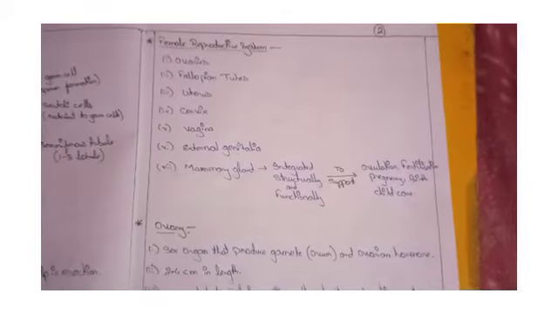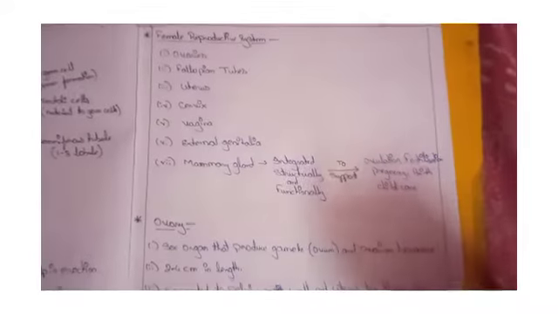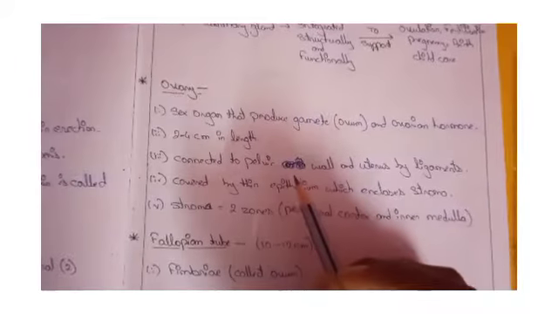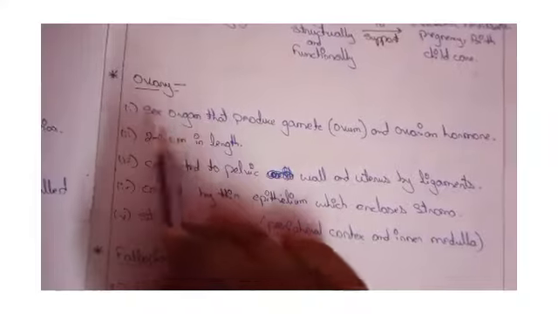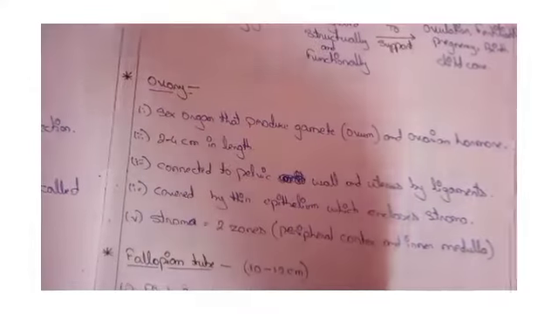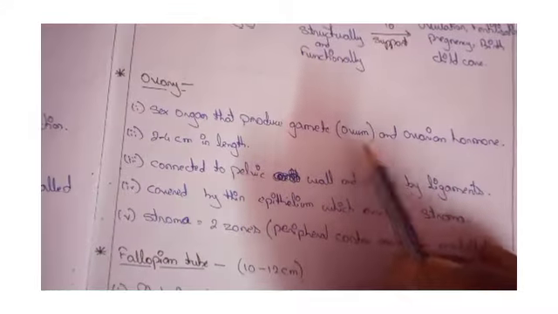Mammary gland is also a sex organ, but it is formed during 12-year age. Okay, so we will start from ovaries, the primary sex organ. It is a sex organ that produces gametes, meaning ovum, and ovarian hormones.